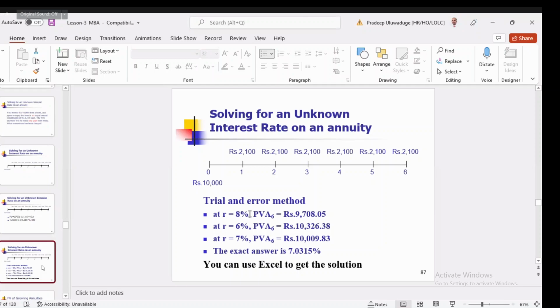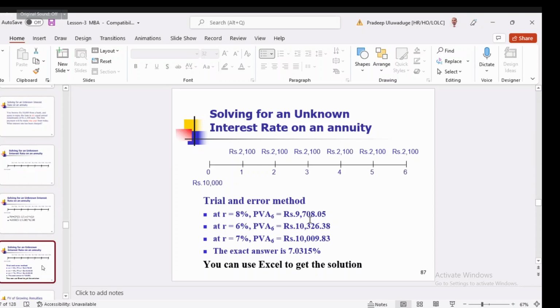Still you see that it is higher, right? So to get 10,000, the interest rate has to be reduced. So you try 6%. You can even try 5% and see. 5% will give you a higher value than this. 6% will give you 10,326, which is greater than this, which means it has to be higher than 6%.